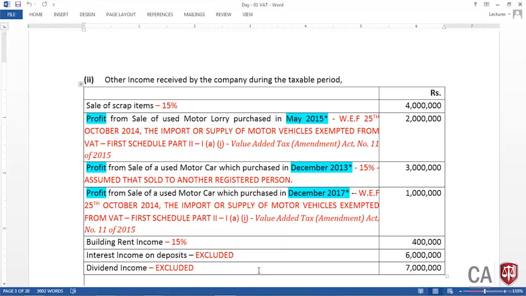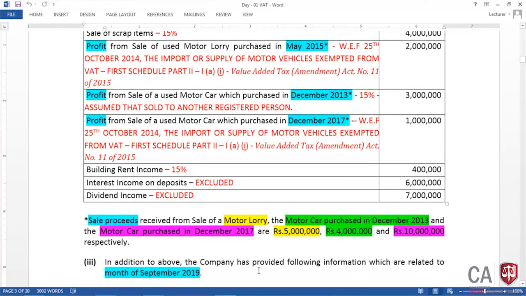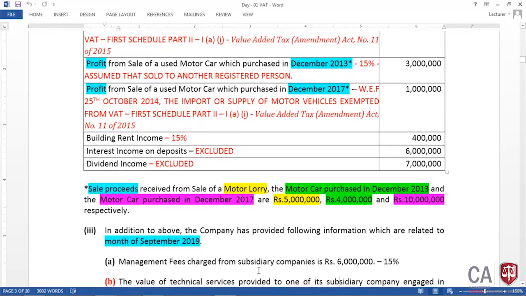Then we will see whether the examiner has given the sales proceeds. If not, maybe he will provide the relevant details to compute the sales proceeds. Then building rent income, 400,000, is liable. Interest income on deposits and dividend income, 6 million and 7 million, are given.